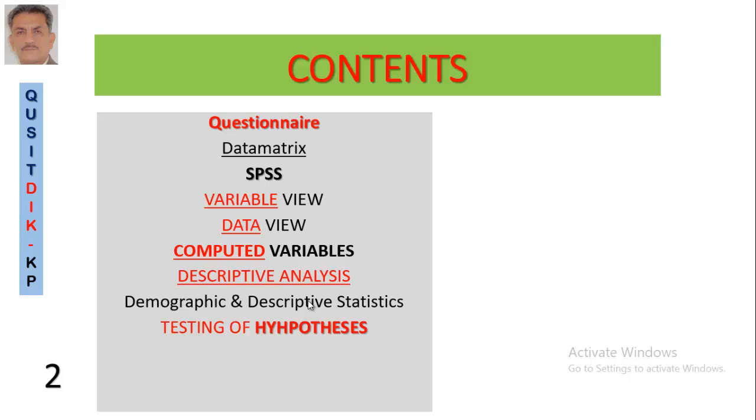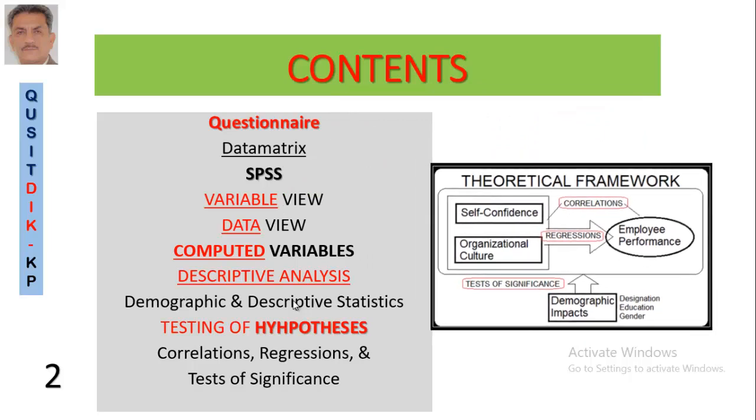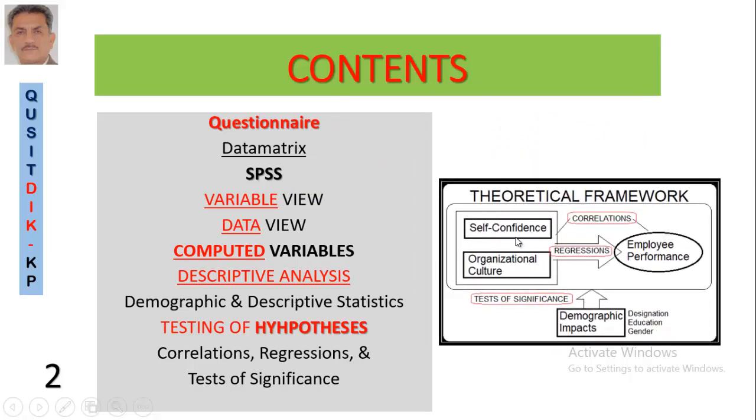And testing of hypothesis means answering the research questions about the relationships between the variables. So we perform correlation analysis, regression analysis, and tests of significance to answer the research questions or to test the hypothesis. The model that we shall use onward will be this one. The topic is the impacts of self-confidence and organizational culture on the employee's performance as affected by demographic attributes.